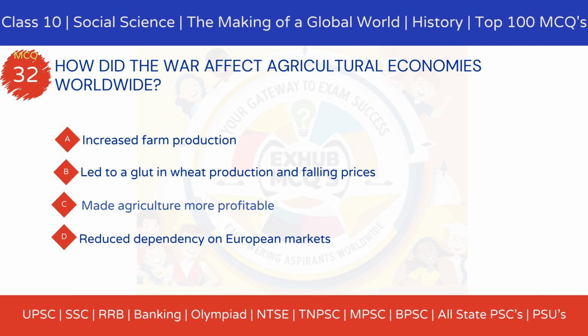Option A. Increased farm production. Option B. Led to a glut in wheat production and falling prices. Option C. Made agriculture more profitable. Option D. Reduced dependency on European markets.